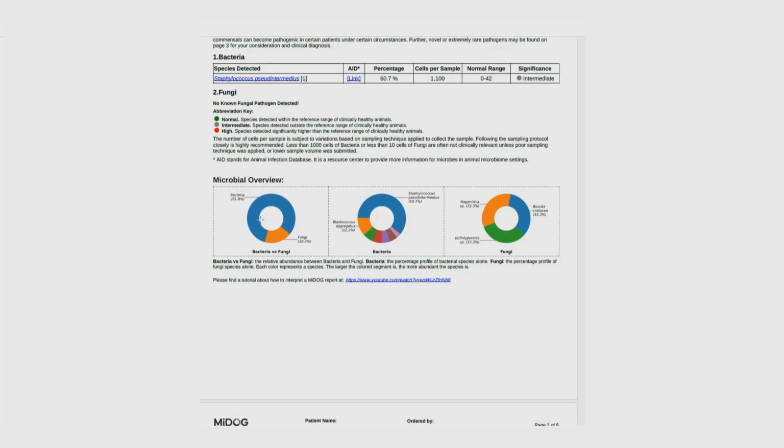Further down, we show donut plots indicating the overall microbial abundance. On the far left donut plot, we show the abundance of bacteria relative to fungal composition. In the center plot, we show the relative abundance of each microbial species. And then in the far right, we show the abundance of fungal species detected in this test.